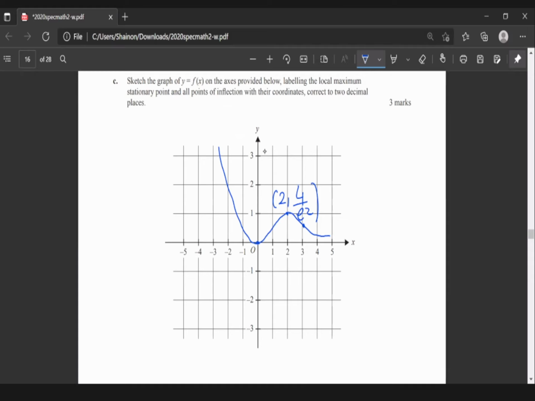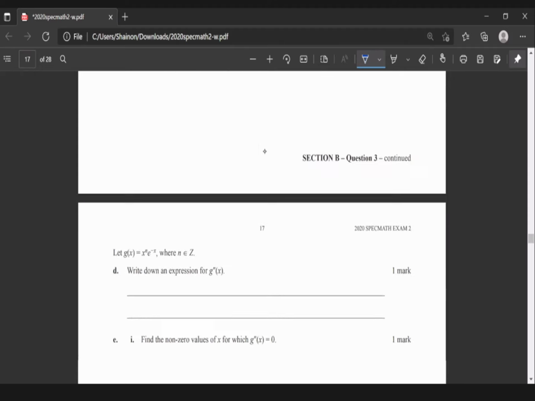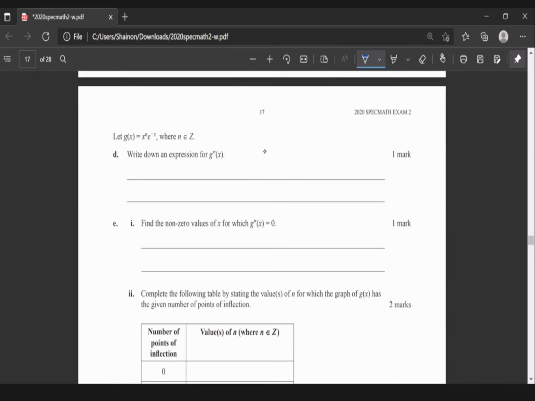Coordinates of the points of inflection: there's a point of inflection here and a point of inflection there. So 2 decimal places. 3.8, 9. Okay.